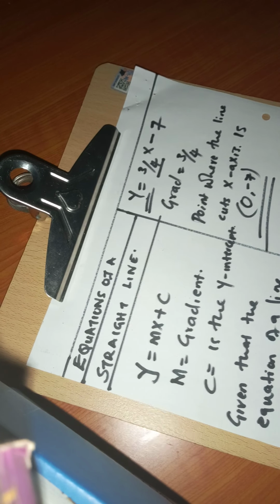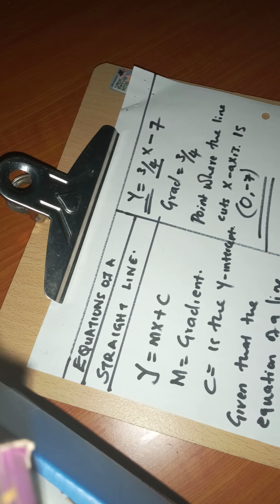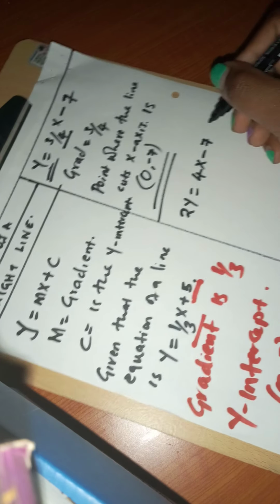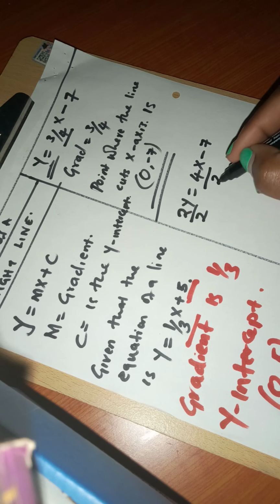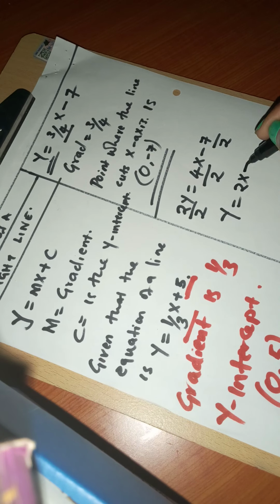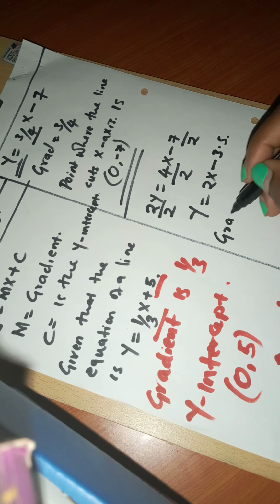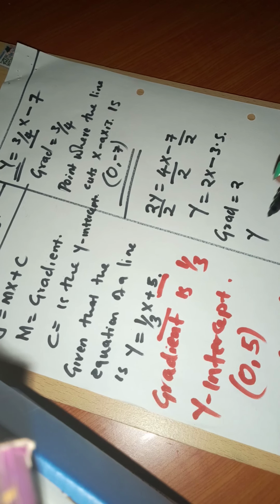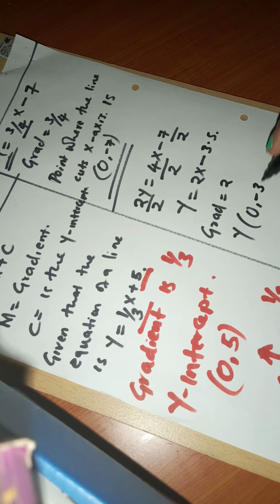Something else that I also want us to get, if the coefficient of y is not 1, maybe I'm given 2y equal to 4x minus 7, then the very first thing that I do with this line to get the gradient is to divide everywhere by 2. You see? So that you have y equals 2x minus 3.5. So in this case, I'm saying that the gradient of this line should be 2, while the y-intercept, or the point where the line cuts the y-axis, should be (0, negative 3.5).